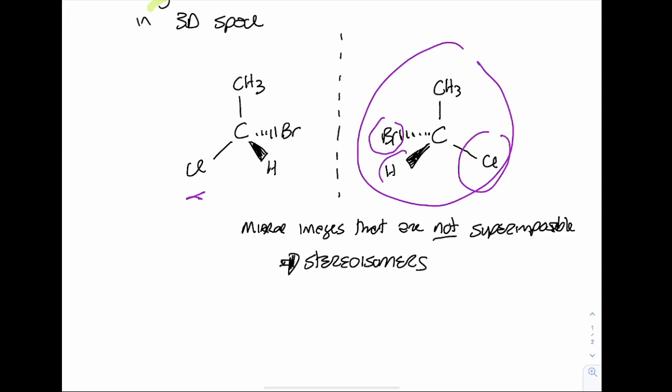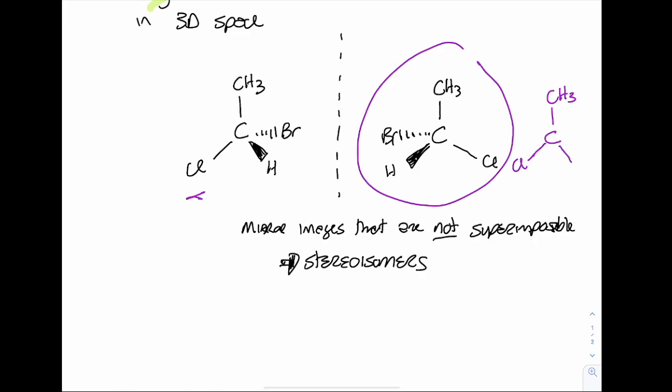This hydrogen, which is pointing out, is going to end up pointing back. So if I was to spin this, so I have the chlorine in the same orientation as the other one, right? I'm trying to see if I can superimpose them. So now the chlorine and the methyl group bonds, right? They're in the same orientation.